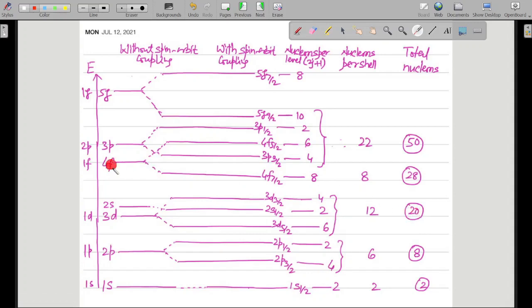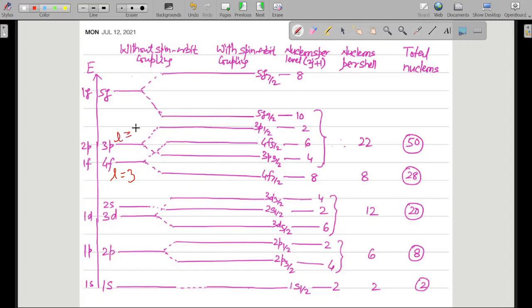Now 4f. 4f will be split like this: 4f 7/2, 4f 5/2. Why will it be split like this? Because for f, L equals 3. So 3 plus half is 7/2, and 3 minus half is 5/2. Then after 4f we have 3p. How it came I already told you.